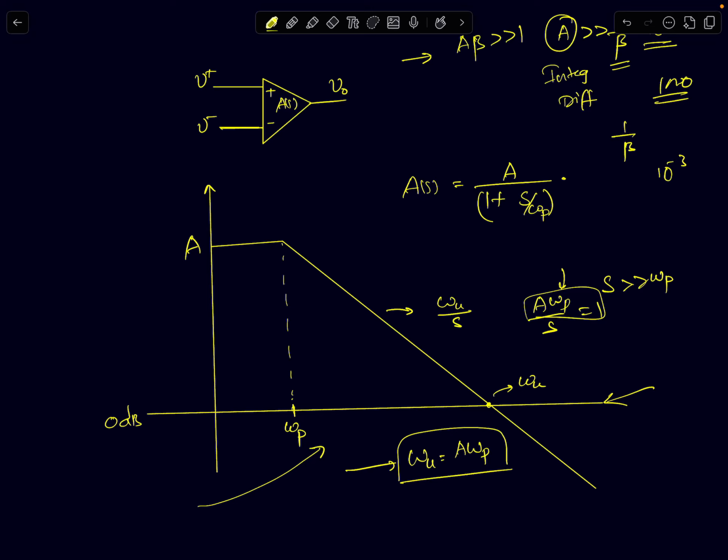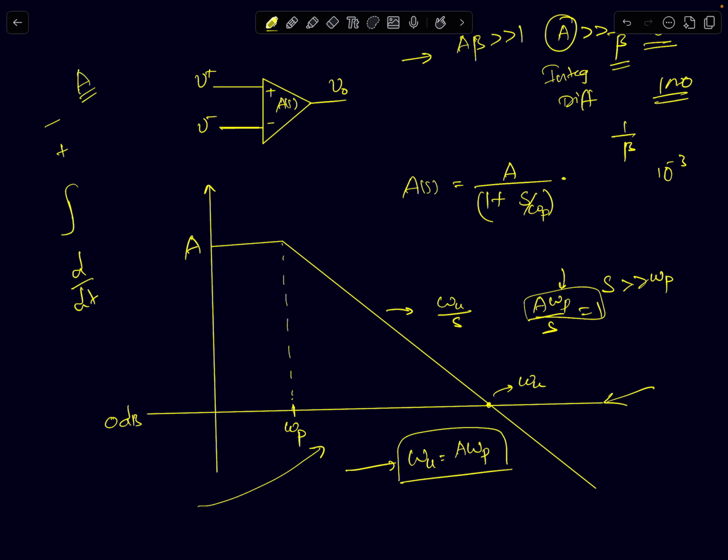Hi everyone. In this lecture, we will talk about the impact of the frequency response of an op-amp on the performance of op-amp based circuits. What I mean by that is that so far we have discussed a wide range of op-amp based circuits to perform different mathematical operations. We discussed integrators, differentiators, summers, subtractors, and amplifiers: inverting, non-inverting, and buffers.